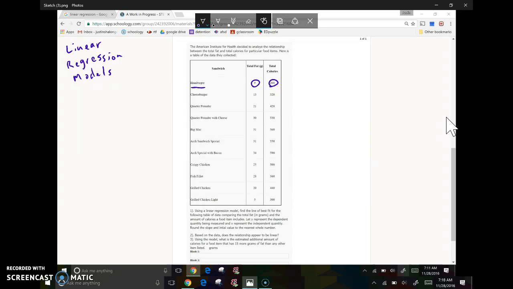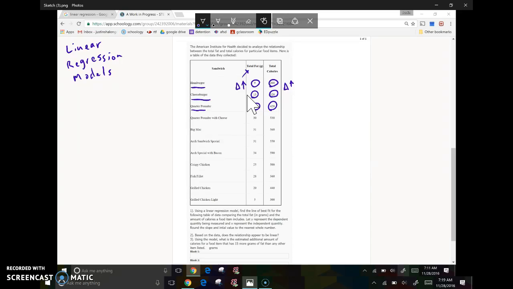item has? You can see the cheeseburger has 13 grams of fat and it has slightly more calories. It has 320 calories compared to the hamburger that only had 260. So as the total fat is increasing, as we're changing and increasing in this variable right here, you can see that the change here is also increasing, right? Maybe not by the same amount, and then if we look at the quarter pounder, you can see there's more grams of fat, and you can see that 420, the total calories, is going up as well.